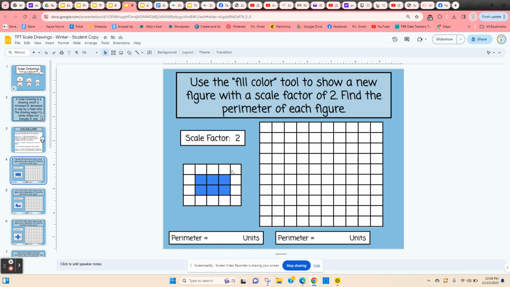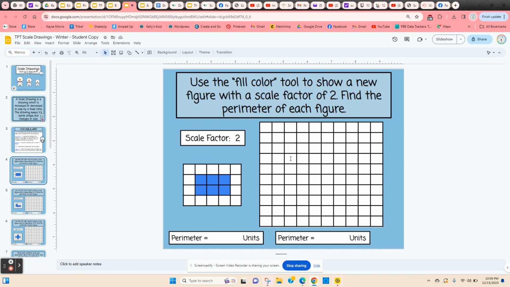So they start out with just a rectangle, which is pretty simple, and they're going to increase it by a scale factor of 2. And what that means is each of these units, so the side of 3 and 2, they're going to take those units and multiply by the scale factor, or multiply by 2. So that means their new figure is going to be 6 by 4.